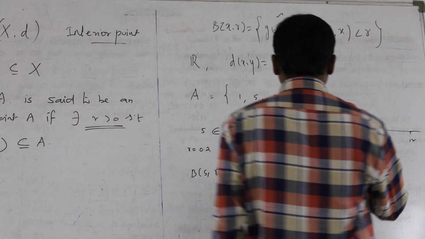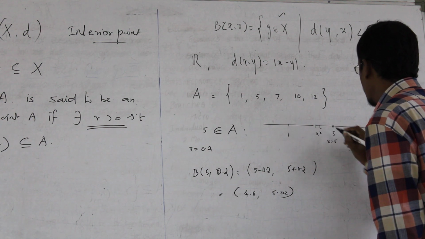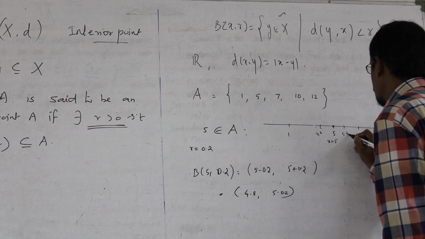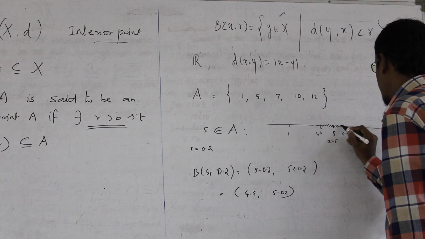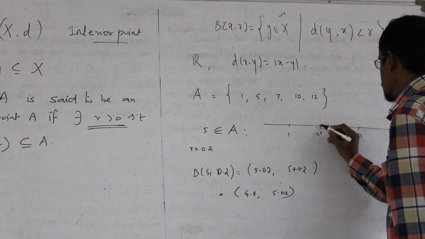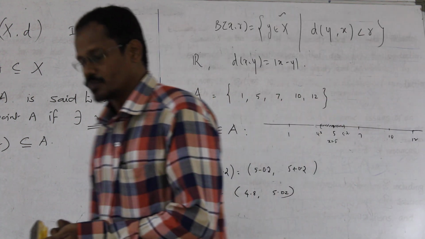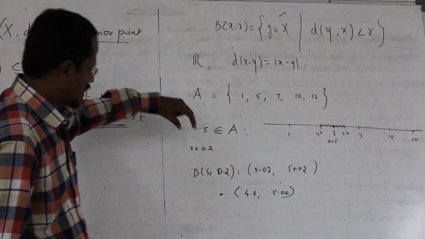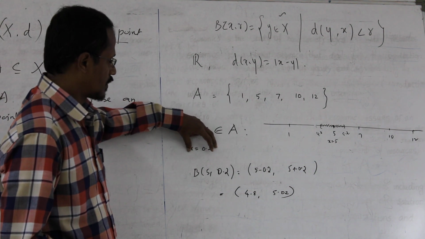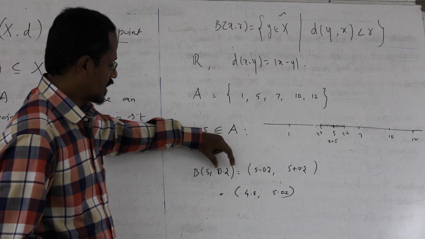So look at that, all these points from 4.8 to 5.2. This is my open ball, not including 4.8 and not including 5.2. So what is the criterion? Here is one example where r equal to 0.2 was taken, for the point 5, and we consider the open ball centered at 5 with radius 0.2.